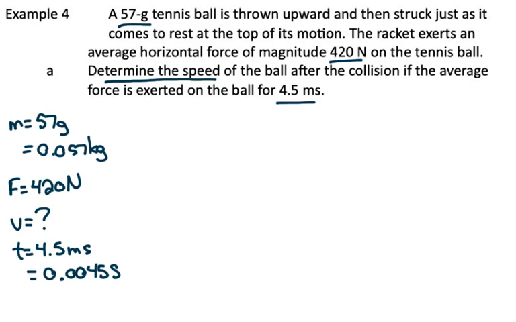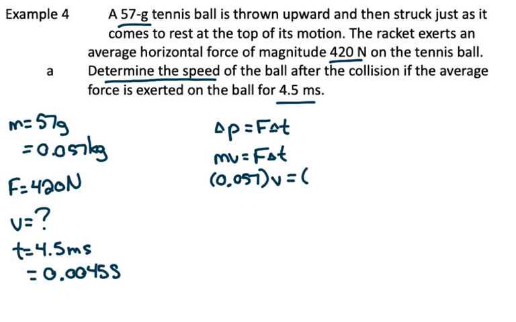Now this is a place where using delta P equals F delta T is not the best option for the impulse. This would be the place where mV equals F delta T is more useful, since we do have mass and the speed is what we're trying to find. So substituting in what we know, mass 0.057 kg, V we don't know, F 420 newtons, delta T 0.0045 seconds.